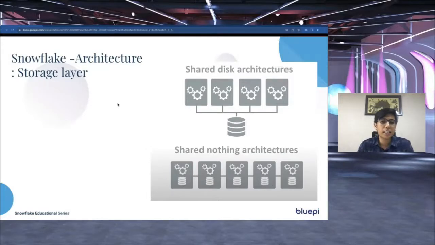By shared nothing architecture, it means that, let's say you have five nodes, and one node is one machine. In every machine, you store a separate portion of your data. In this way, you do not have to go to a separate layer to get the data, and the query processing is faster.